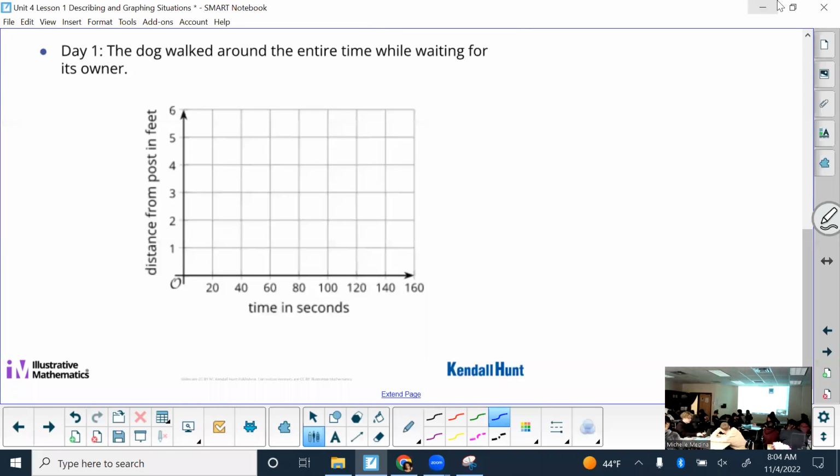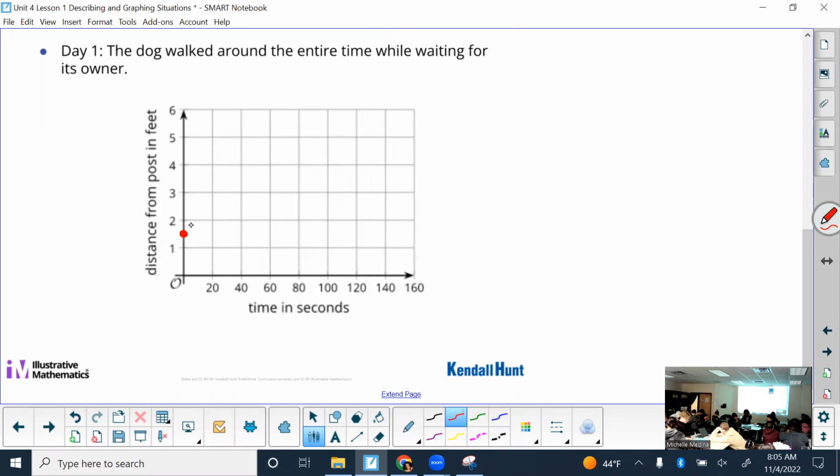So there were some rules, I guess you could say. Each day the dog was 1.5 feet away from the post when the owner left. So if this is time after the owner left, the graph should start here, right? Anyone disagree with me on that? Because it was 1.5 feet away when the owner left. If this is distance away from the post and they were right at the start, the graph would start here.